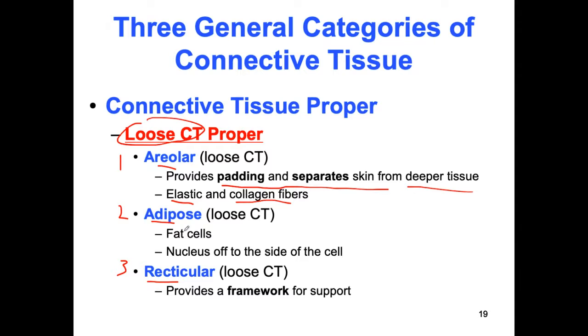Adipose, we're talking about fat cells. Now, under a microscope, sometimes students confuse this for a squamous cell. Now, a squamous cell has a nucleus that's in the center. A fat cell has a nucleus that's off to the side of the cell. That's why I put it here. Other than that, they kind of look a little bit similar under a microscope, so you have to look at the nucleus.